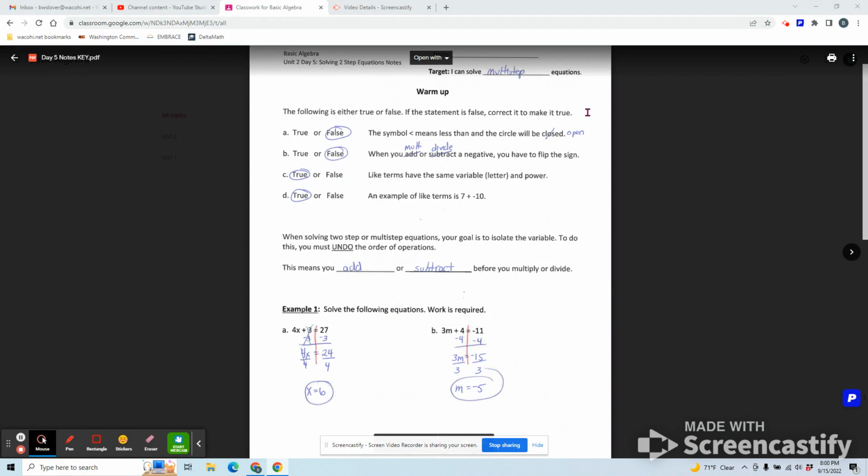Today we're going to be focusing on solving multi-step equations. So recently we've focused on solving one-step equations, and now we're getting into two-step and three-step equations.